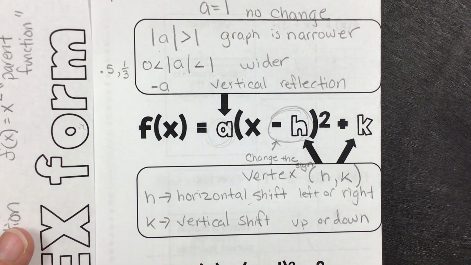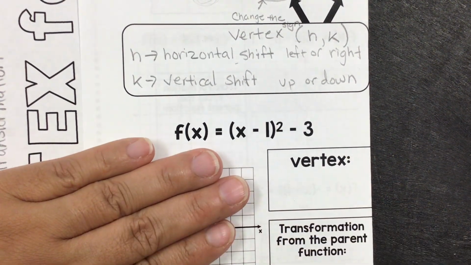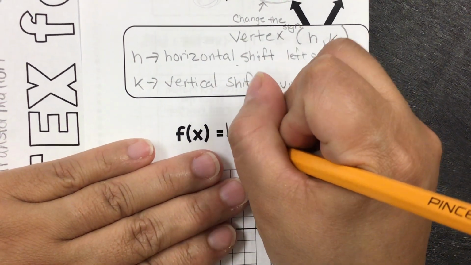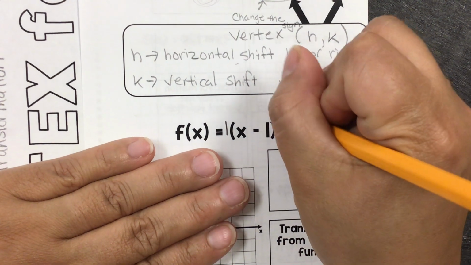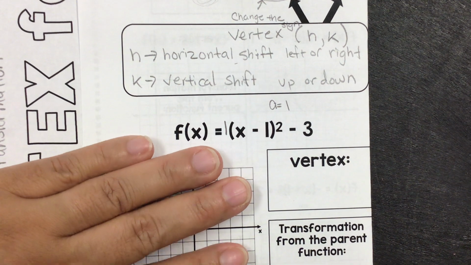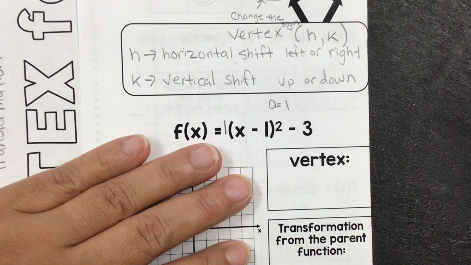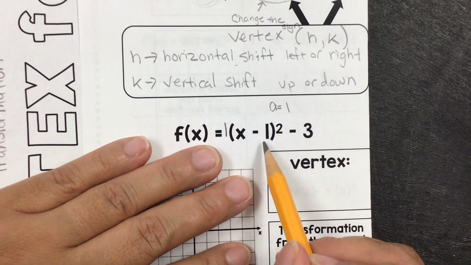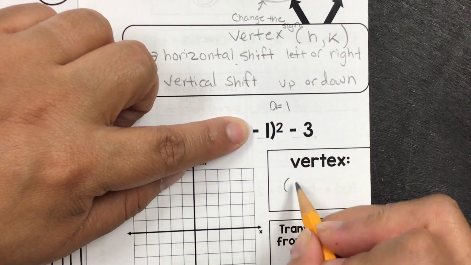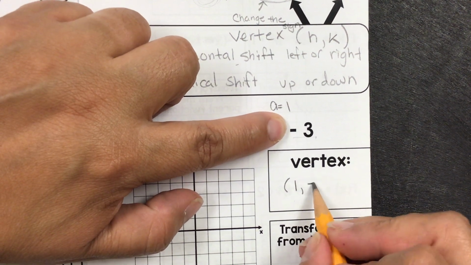So I want you to take a look over here. We're not going to graph for right now. We'll do that later. But for today, I want you to notice that 1 is our A value. So there is no change as it being narrower, wider, and there's no reflection off the x-axis. So now we need the vertex. Remember, we changed the sign of the x, so this would be 1, and we keep the sign the same of the k. So this is -3.